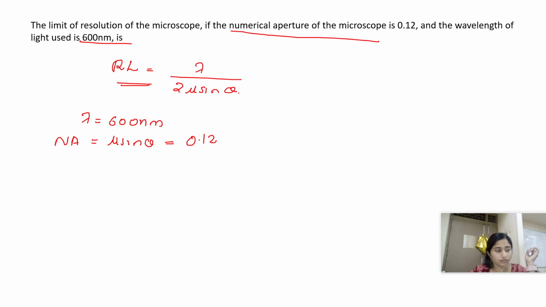It is giving quite a high value, 2500. 2500 in which unit? Nanometer. 2500 nanometer.